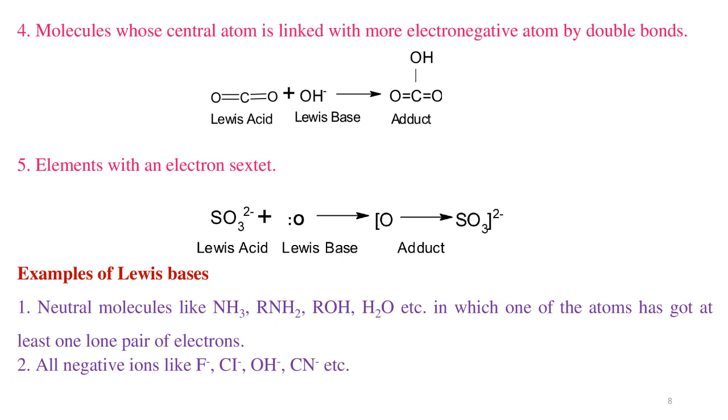base, producing an adduct. Examples of Lewis bases: neutral molecules like NH3, NH2, OH, H2O, in which one of the atoms has at least one lone pair of electrons. All negative ions like F-, Cl-, OH-, CN-, etc.